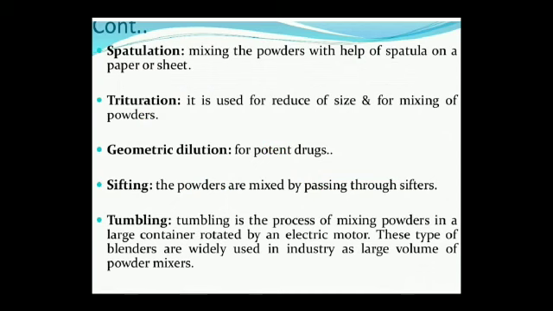Short note on mixing of powders. Spatulation: mixing the powders with the help of a spatula on a paper or sheet. Trituration: it is used for both reduction of size and mixing of powders. Geometric dilution is most commonly used for potent drugs. Sifting: in this process, powders are mixed by passing through sifters. Tumbling: it is a process of mixing of powders in a large container rotated by an electric motor. This type of blender is most commonly used in industry, as a large volume of powder can be mixed using these tumbling mixers.